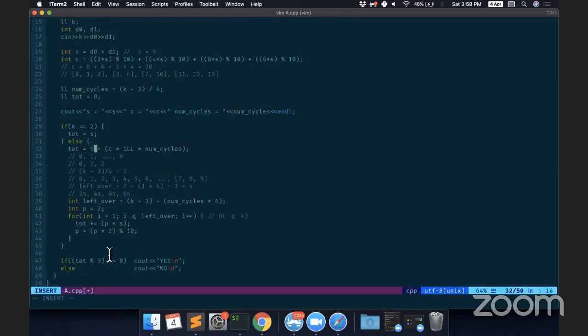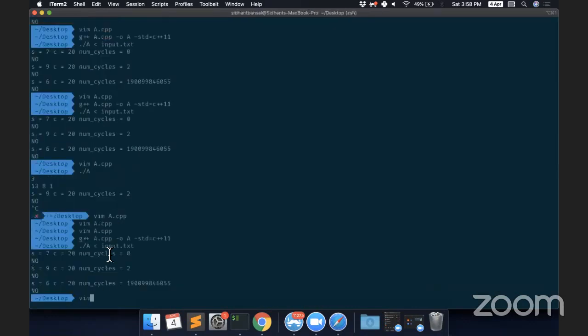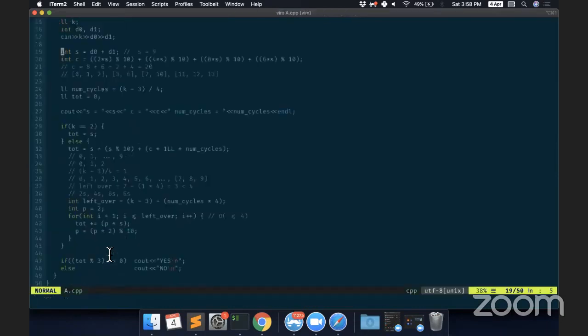Okay. So I think here is one bug. So D0 plus D1 actually contributes S. D2 actually doesn't contribute S, it contributes S mod 10 because the value of D2 is actually S mod 10, right? And then we say C into number of cycles, and then we do the leftover thinking. Okay, still doesn't work. Interesting.